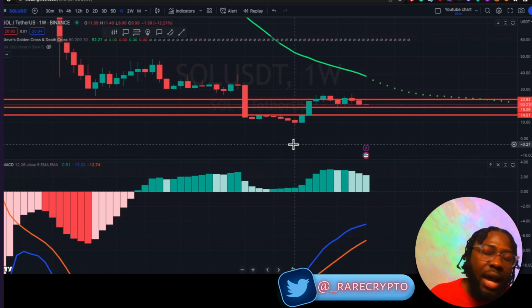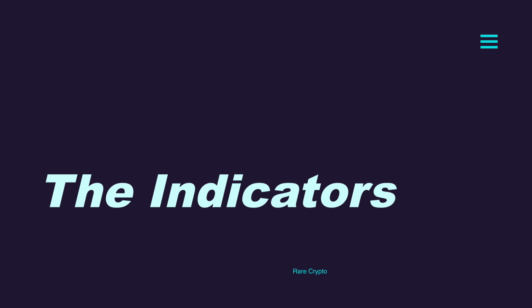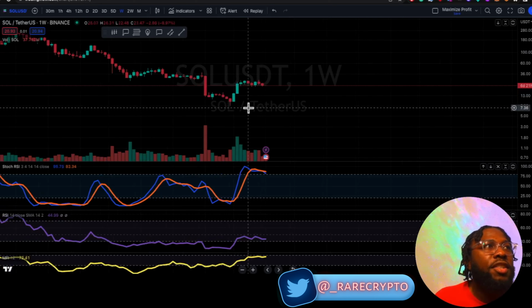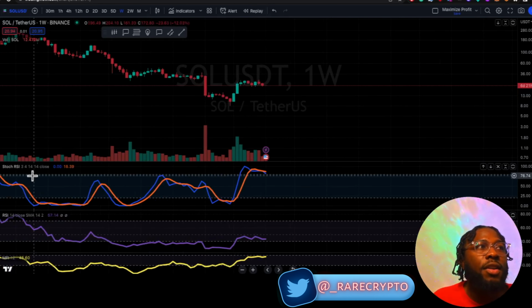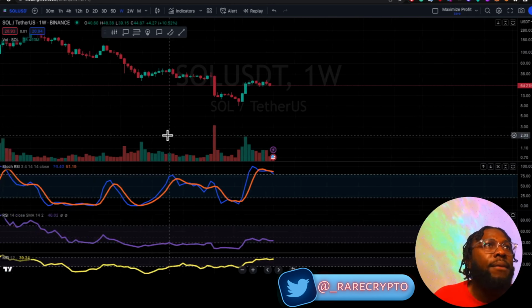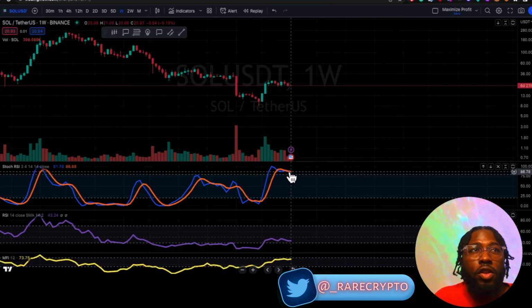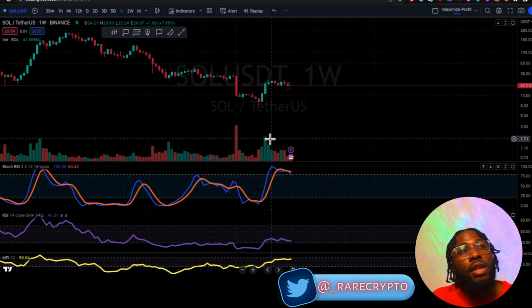All right, now it's time for the indicators. Looking at the particular indicators here, what I have is the stochastic RSI, the RSI, and MFI. So looking at this particular candle here on the weekly chart, we do have a cross here. We have the orange over the blue, indicating that, hey, the trend is still going downwards.